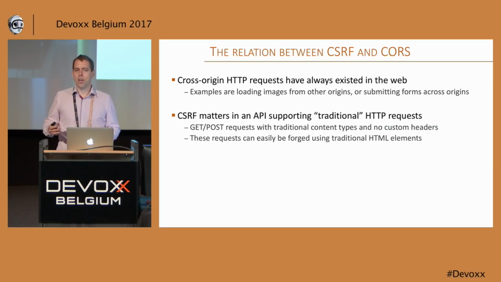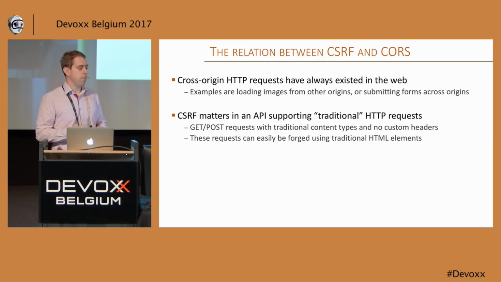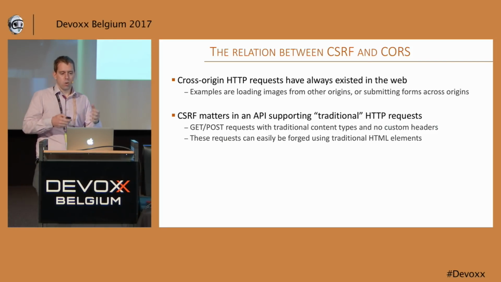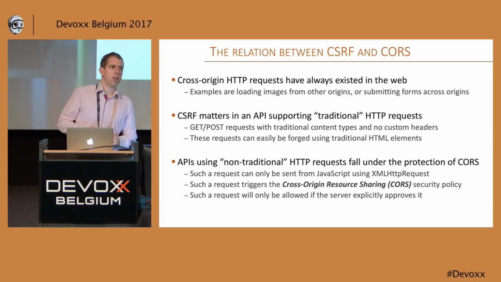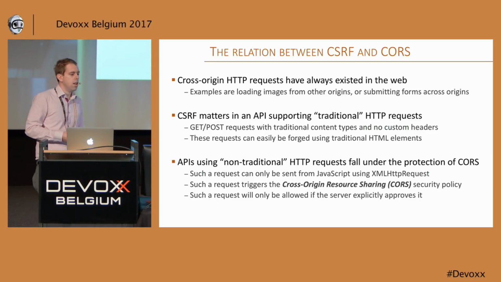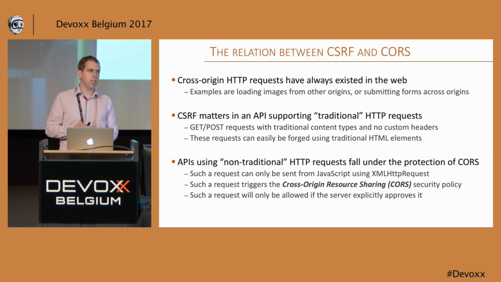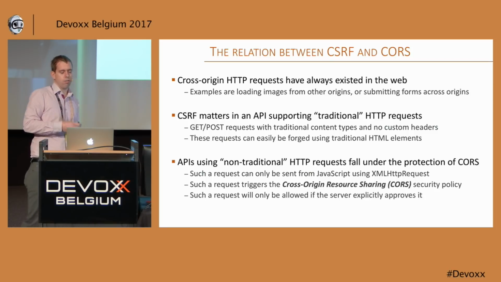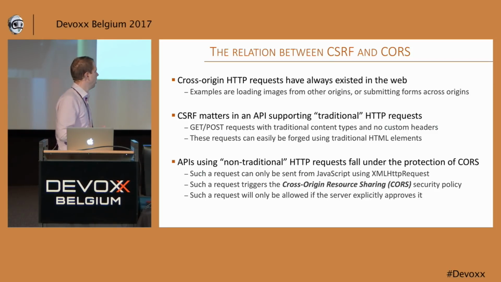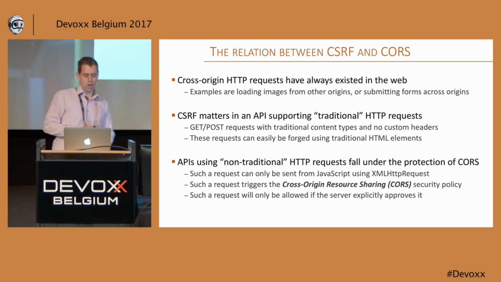If you have a JSON API that only accepts application/JSON as a content type, then CSRF will not matter because a form will never be able to generate such a request. Very important. And why does that matter? Because once you start sending non-traditional requests, things that could never have been sent from HTML, then you fall under the protection of CORS, cross-origin resource sharing. CORS is a security policy in the browser meant to allow cross-origin communication without running into these boundaries of things not being allowed. I'm going to talk about CORS in the next topic in a bit more depth.